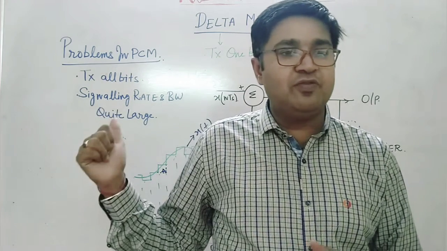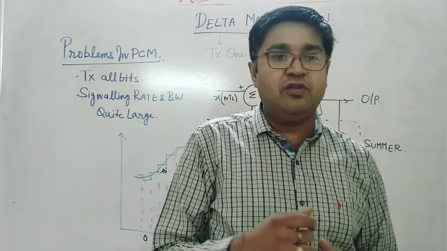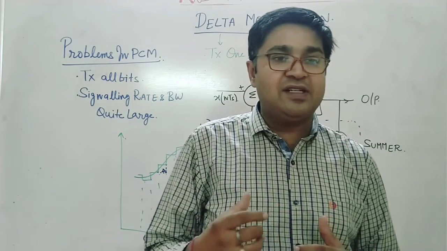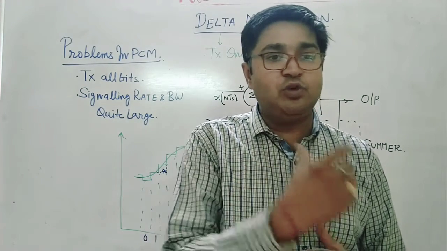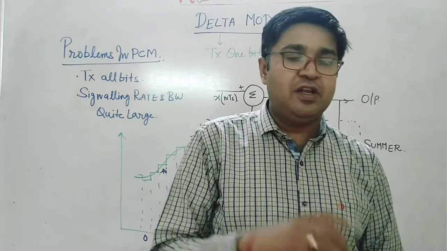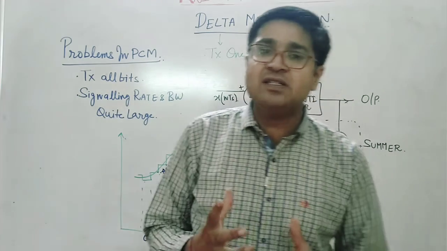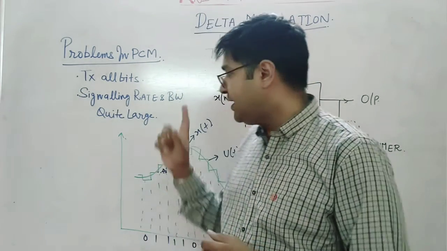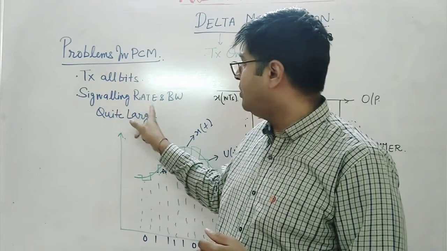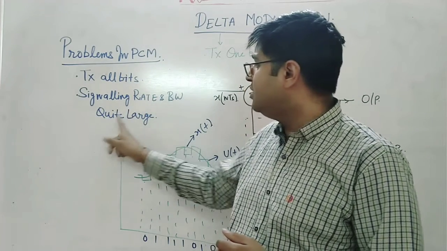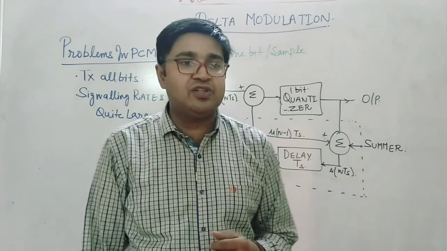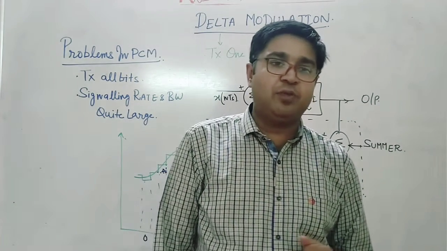Now in the normal PCM, the problem is that whenever we are transmitting, all the bits need to be transmitted. If you need to transmit all the bits, then a problem occurs, and due to that problem, the signaling rate and bandwidth will be quite large. So how to rectify that problem?